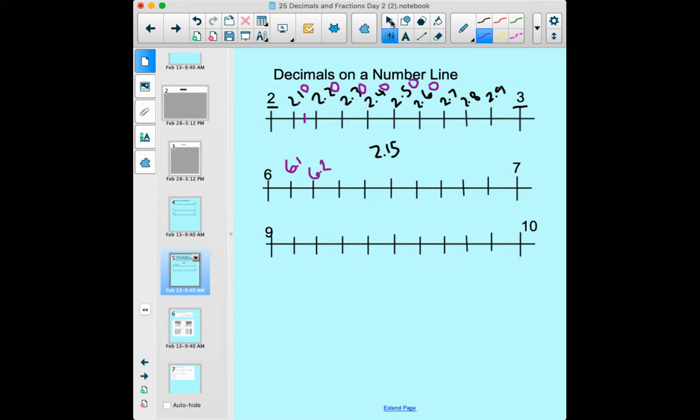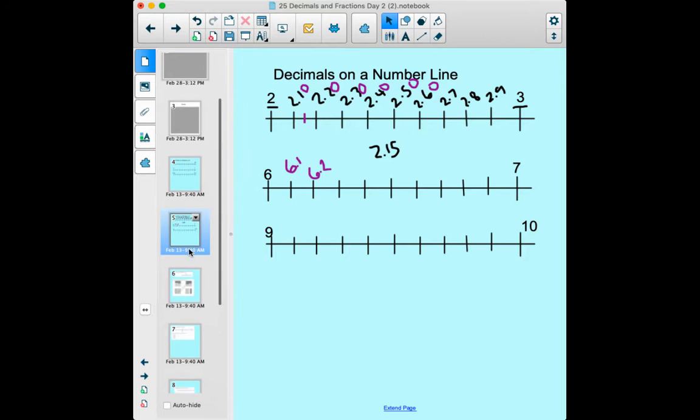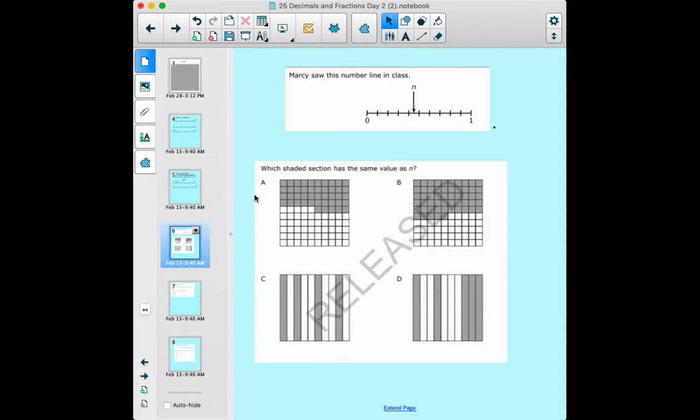Now, let's look at some questions that have to do with fractions on a number line. This question says, Marcy saw this number line in class. Which shaded section has the same value as n? First thing you need to do is draw out this number line. After you draw it, you need to label the number line so you can see what each line represents.